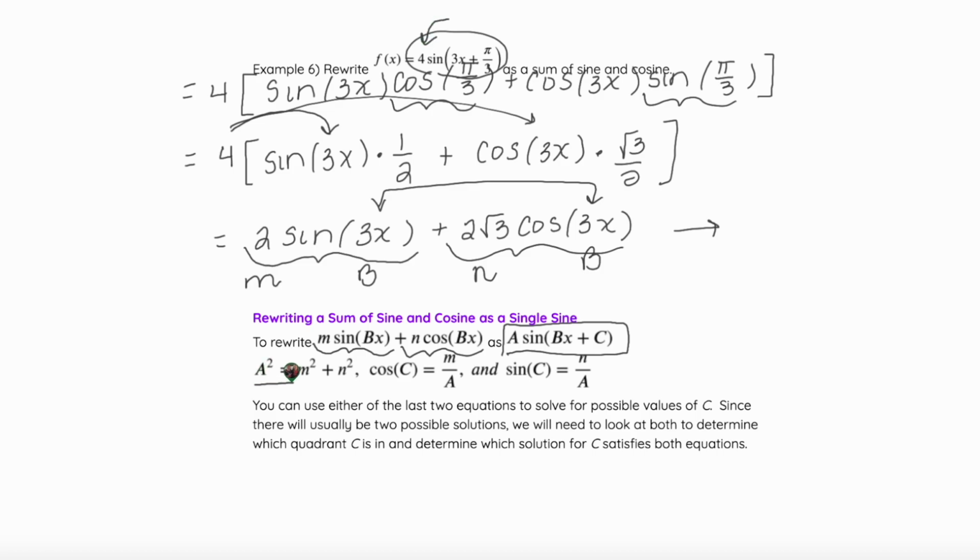Follows from taking Pythagorean's theorem that a squared is equal to m squared plus n squared. Once I find a, I can then evaluate at cosine and sine to find our c value. And you have to do both of them. So you can either use the last 2 equations to solve for possible values of c. Since there's always 2 possible solutions, we have to look at both of them to determine which quadrant c is in, which will help us determine which solution for c satisfies both. So let's see this in action on our next slide.